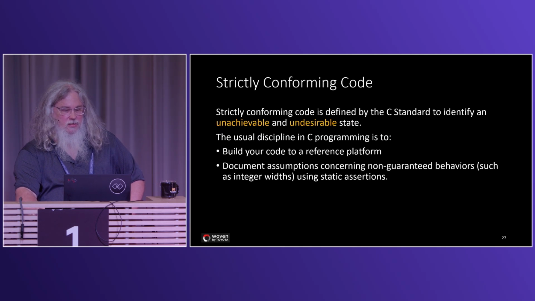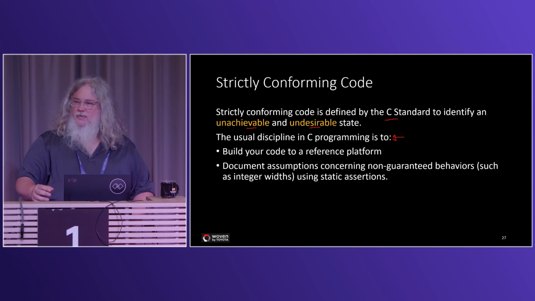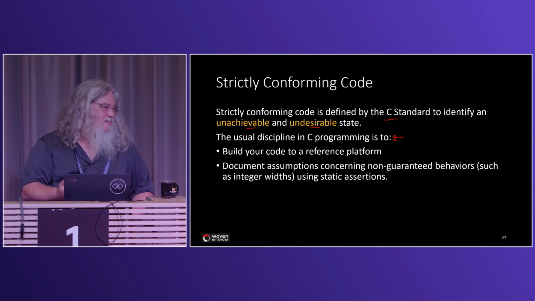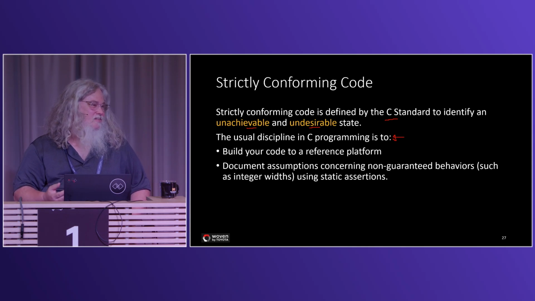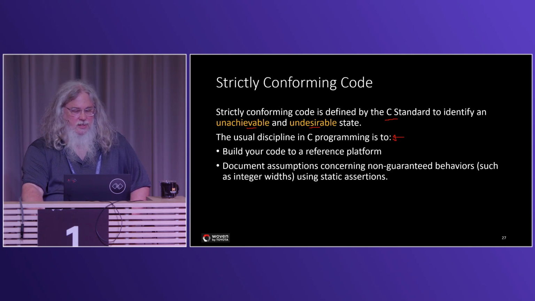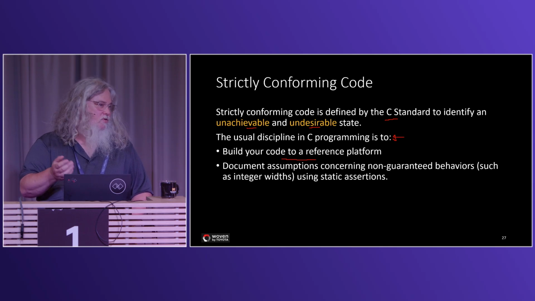Which is not ideal. So strictly conforming code, I kind of said this in the beginning, is defined by the C standard to identify an unachievable and undesirable state. So the typical discipline in C, and C++ guys might not admit to this, but it's the same. As far as integers are concerned, they're the same language. There's not any significant difference here. And so in C, the usual discipline is you build your code to a reference platform. You say, we're going to run on this platform, and you make sure it works.